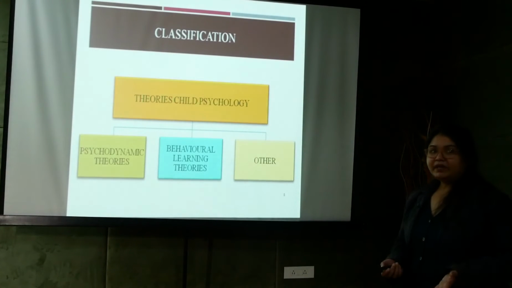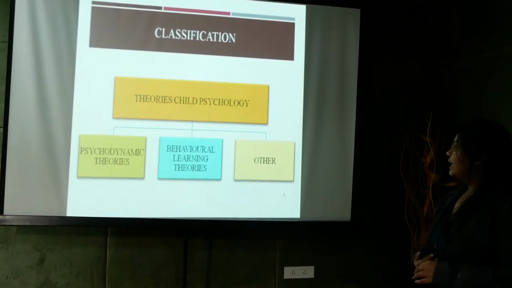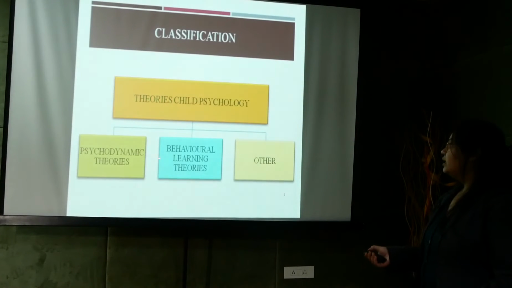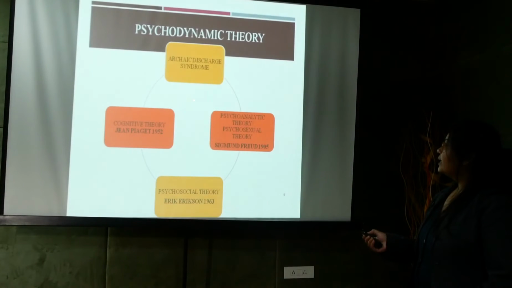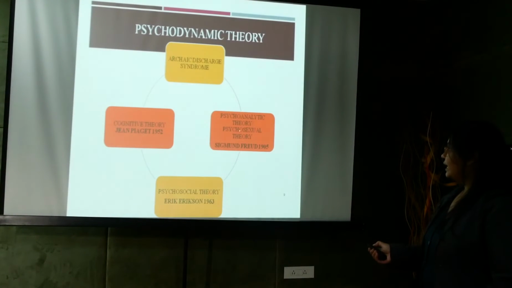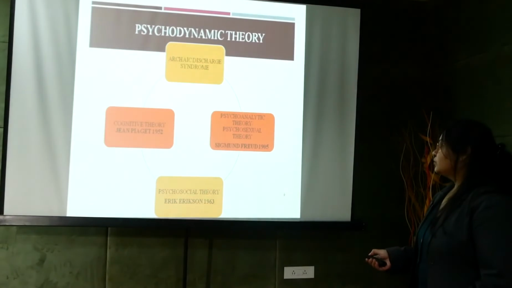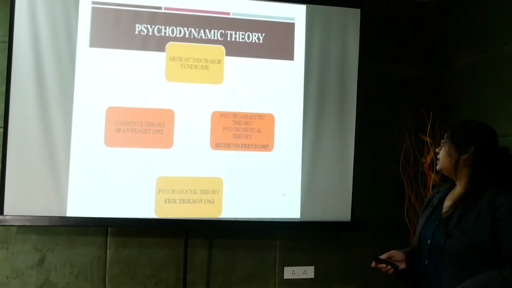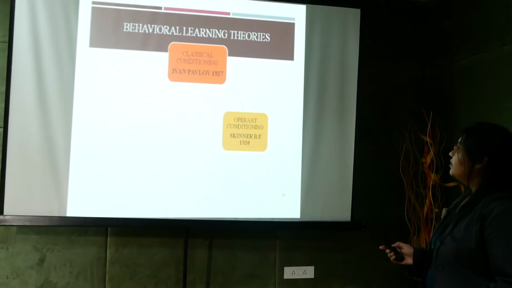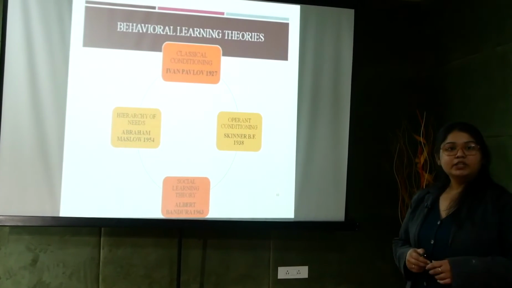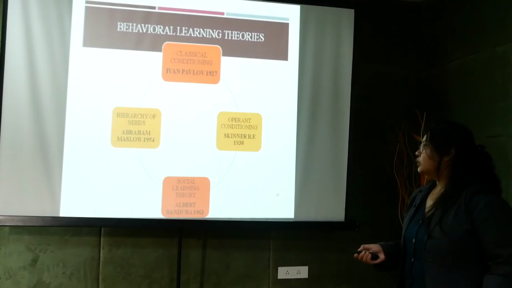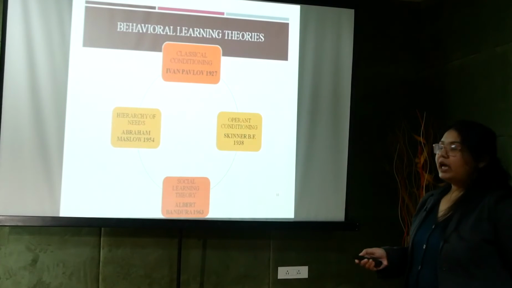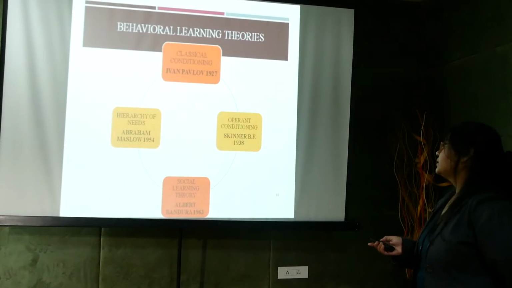So how can we classify the psychological theories? We can classify them as psychodynamic theory, behavior learning theories and other theories. Among the psychodynamic theories, these are archaic discharge syndrome, psychoanalytic or psychosexual theory, psychosocial theory and cognitive theory by Jean Piaget. And behavioral learning theories are classical conditioning theory by Ivan Pavlov, operant conditioning by B.F. Skinner, social learning theory by Albert Bandura and hierarchy of needs by Abraham Maslow.